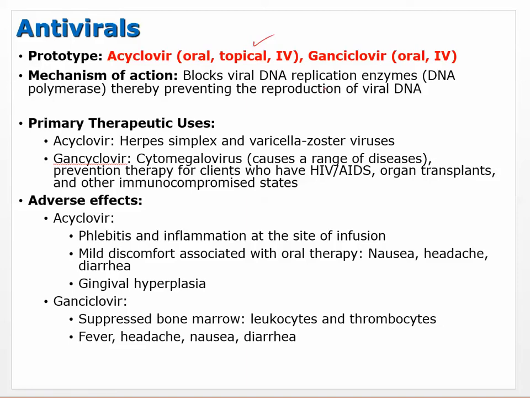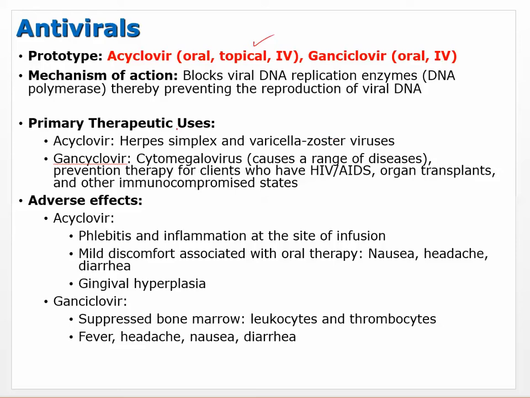Acyclovir, oral and IV. Okay, so the mechanism: it blocks viral DNA replication. It blocks this molecule called DNA polymerase that's needed for the virus to divide, and it blocks specifically the viral DNA polymerase. So thereby it prevents the reproduction of viral DNA, and then your immune system might be able to come in and knock it out, or at least control it.